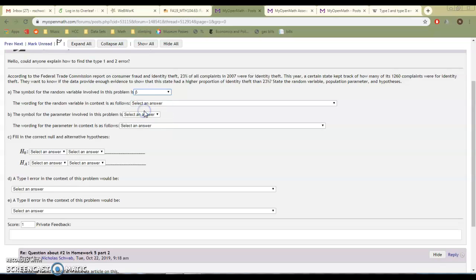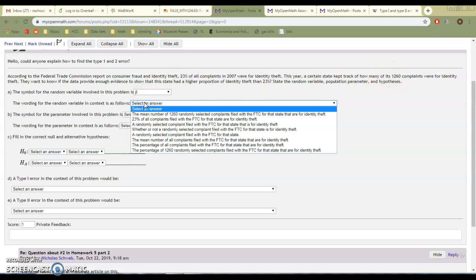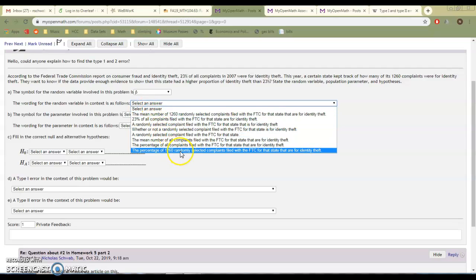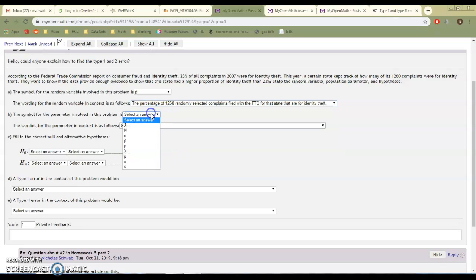Our random variable is p hat because we're talking about the proportion, but only of the smaller sample size, not every complaint, just for these 1,260 complaints for the one state. And it is the proportion of this right there, the percentage of 1,260 randomly selected complaints.